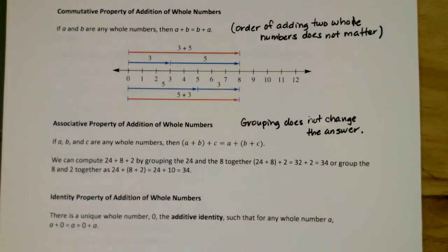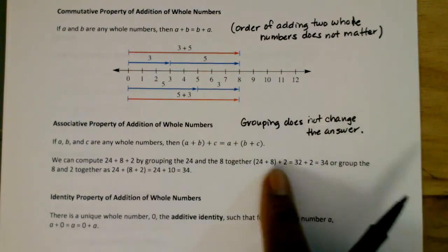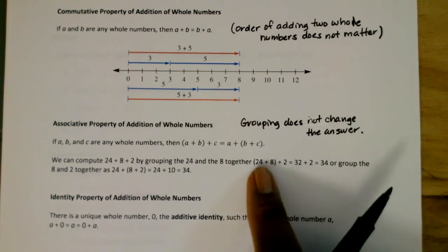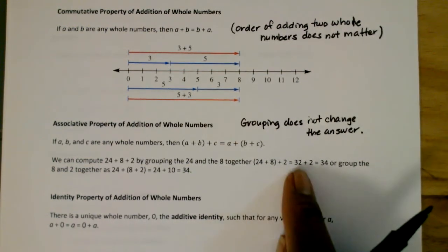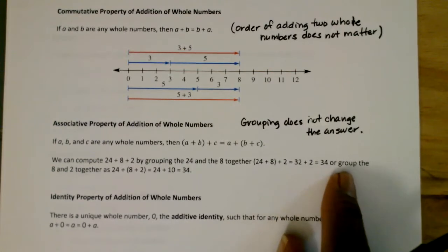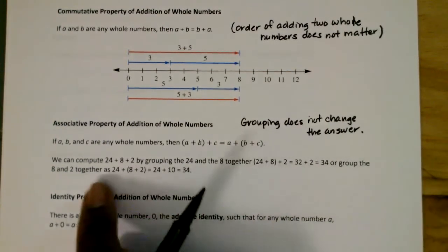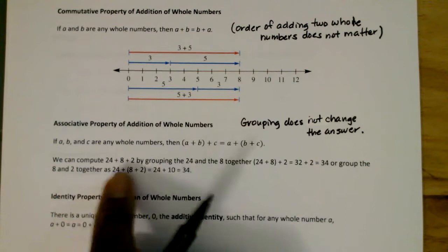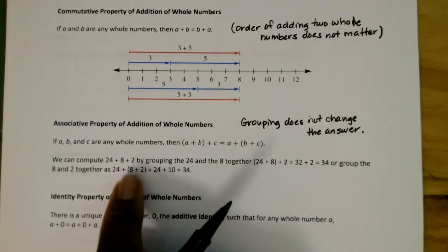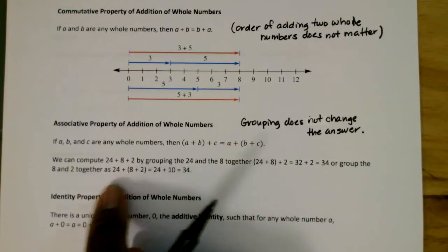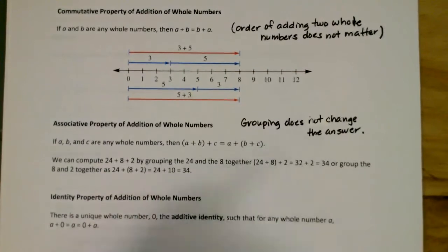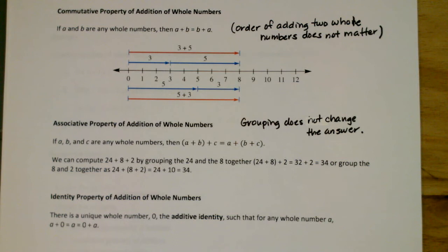So in other words, if I did 24 plus 8 plus 2, I can group the 24 and the 8 together, and 24 plus 8 will give you 32, and then 32 plus 2 will be 34. Or I can group the 8 and the 2 together and do 8 plus 2 first, which is 10. 10 plus 24 will give me 34. I still get the same sum. So the grouping does not change the sum.